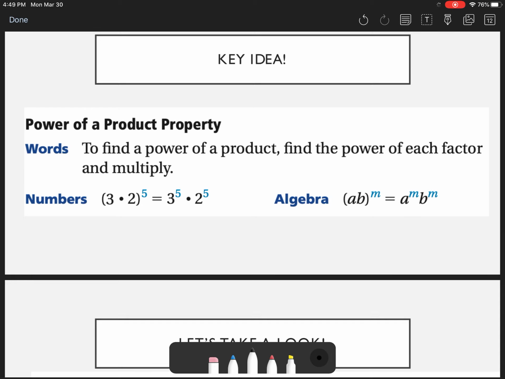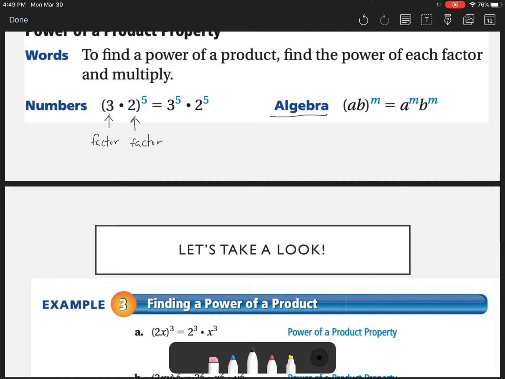So in the first example here, 3 is a factor and 2 is a factor. So when we have 3 times 2 both raised to the fifth power, it means 3 is raised to the fifth power and 2 is raised to the fifth power. If you look over to the right algebraically, it means the same thing. (ab) to the m is going to be written out as a to the m times b to the m. So what that means is that both numbers are getting the power.